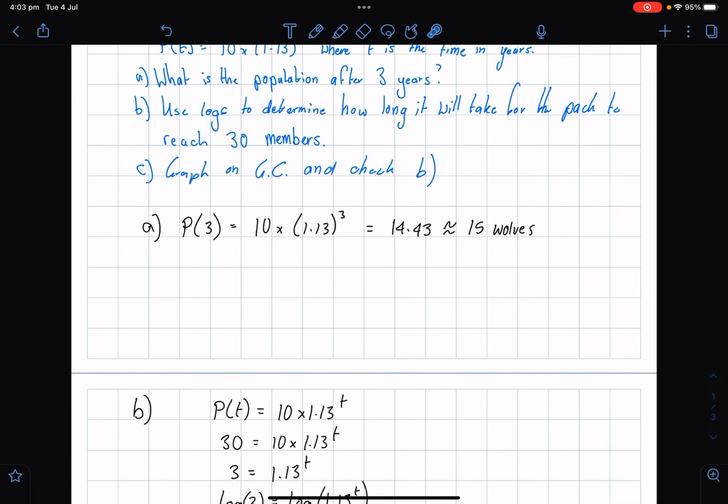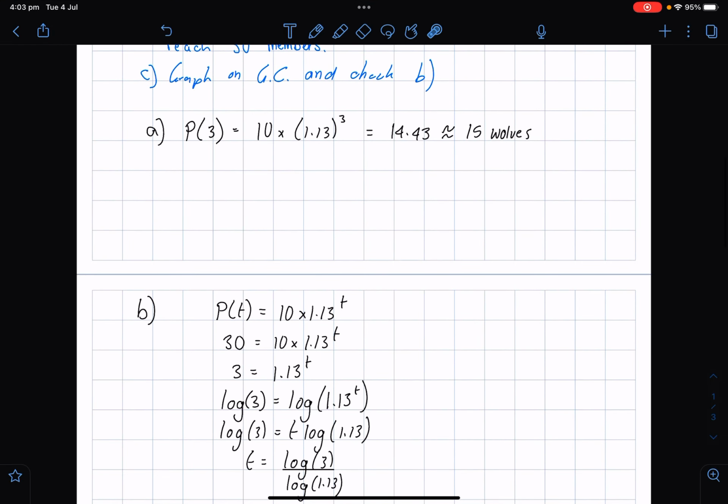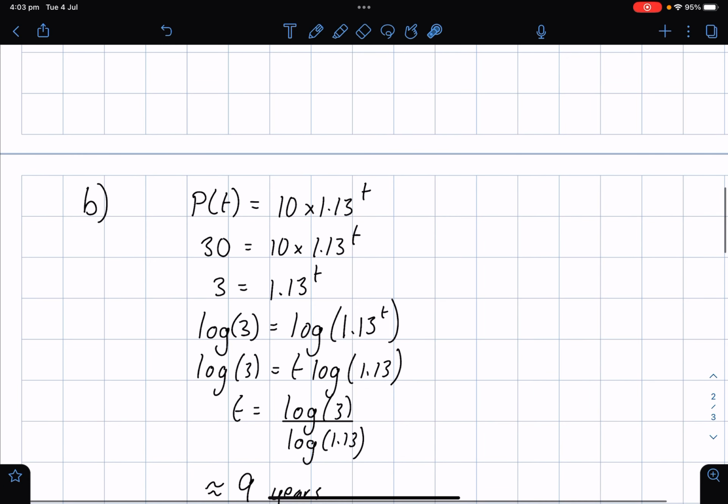Hopefully this shows you how logs can be used. We've done a whole heap of work with finding x given y, which is essentially what we're doing here, but we're now applying logarithms to it. Remember, if you see an e instead of a 1.13 or any other number, make sure you use your natural logs.